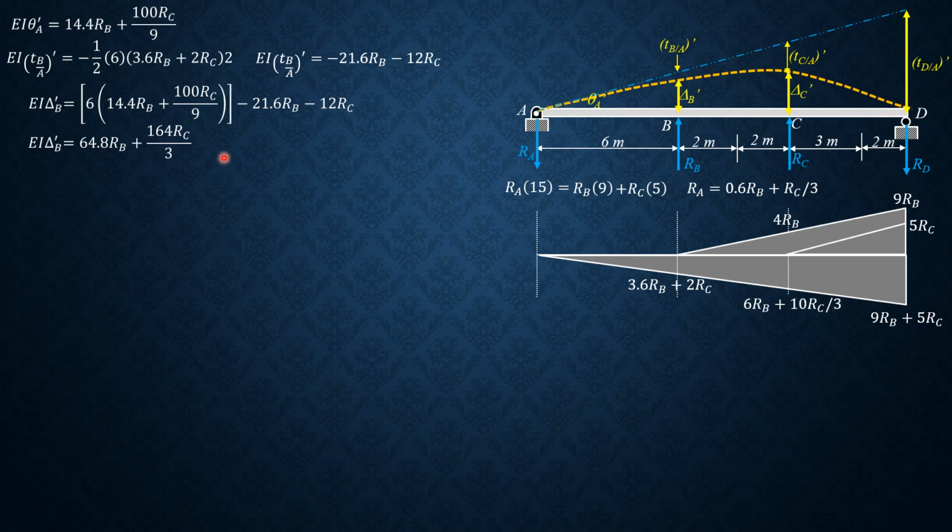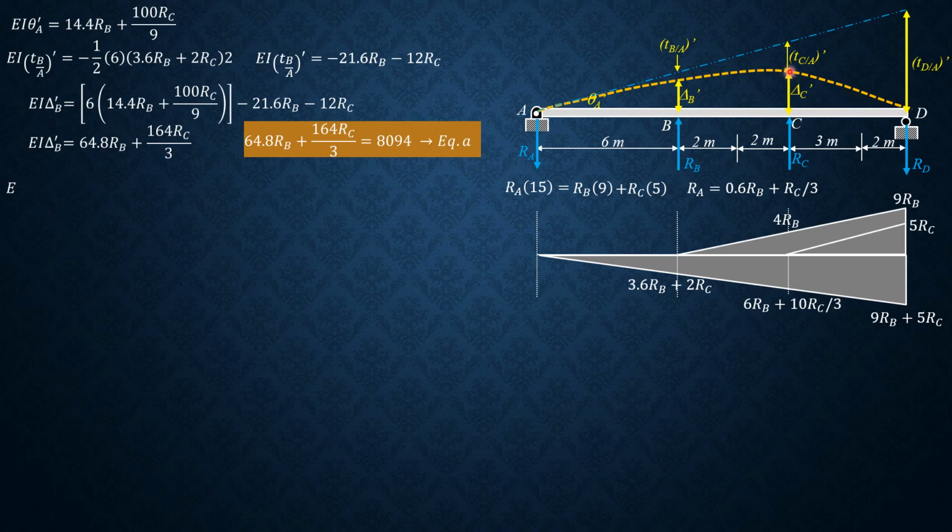Then plus the deflection at B, which was negative, equals 0. So we can set up the same equation, 64.8 RB plus 164 over 3 RC equals negative 8094, the deflection at B. So adding with the positive, it becomes 0. So that's why we transpose this to the right. So 8094. Call that equation A.